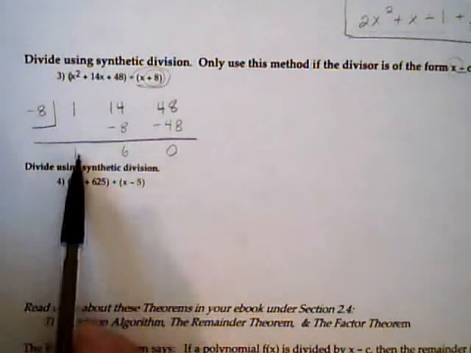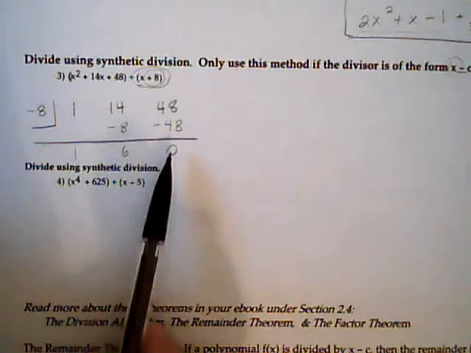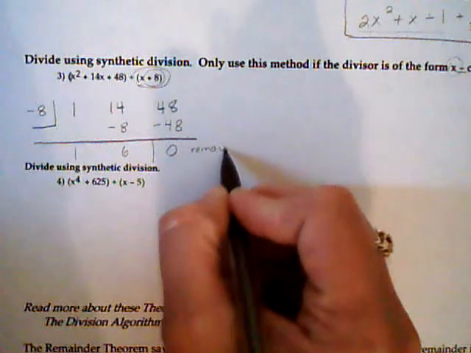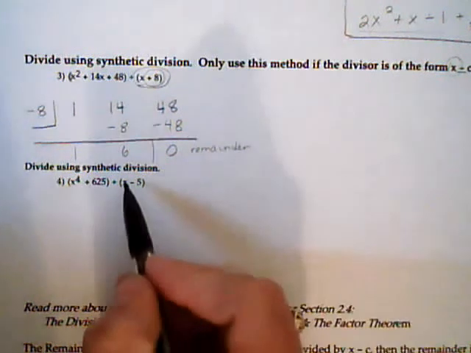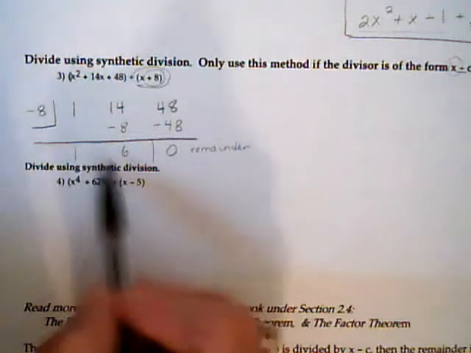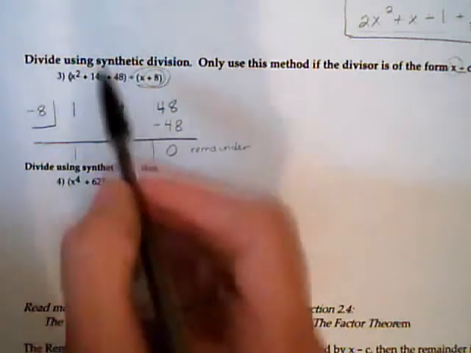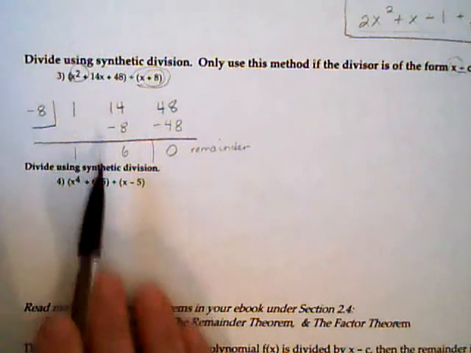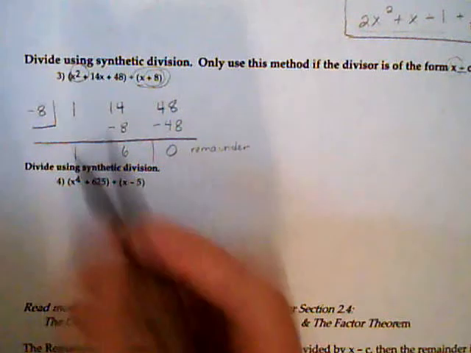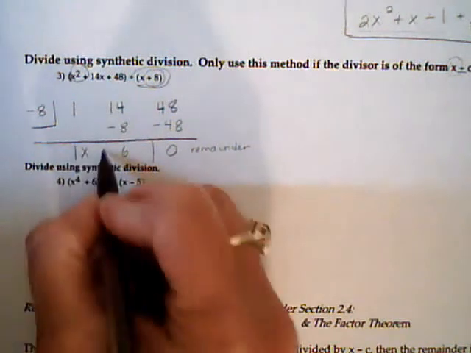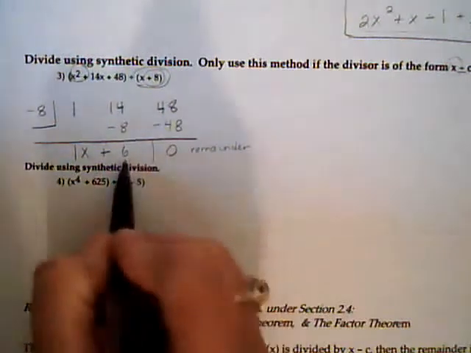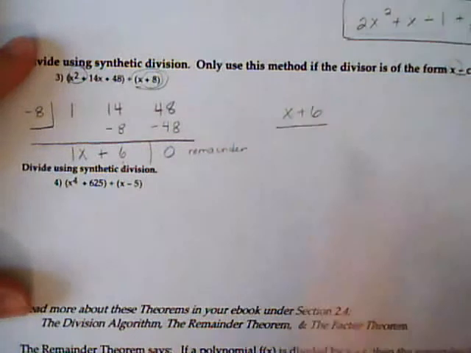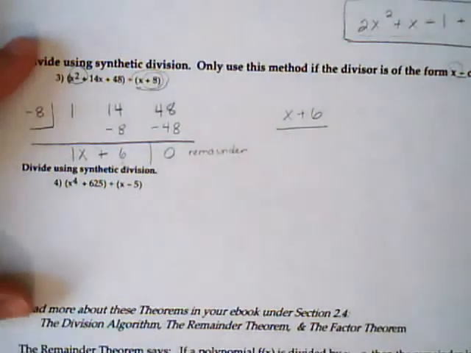The numbers across the bottom represent the coefficients of your answer. The last number is always going to be your remainder. So this means that there is no remainder for this problem. I need to go back now and plug in my x values. Whatever your highest degree is in your problem, your answer will be 1 less than that. So that means starting with this 1, it would be 1x plus 6. You always have a constant that doesn't have a variable with it. So my answer, my quotient would just be x plus 6 with no remainder.